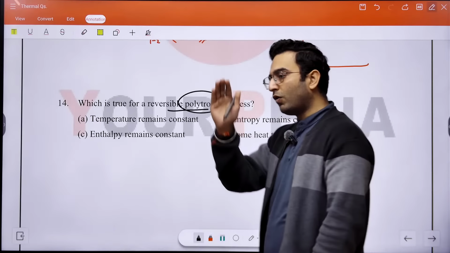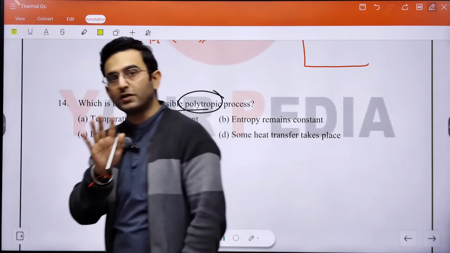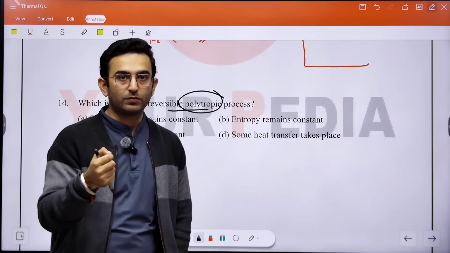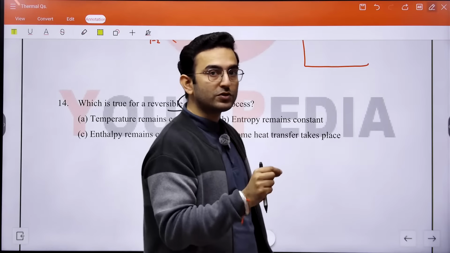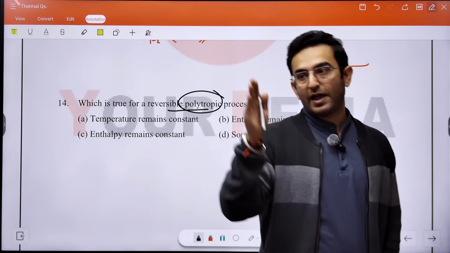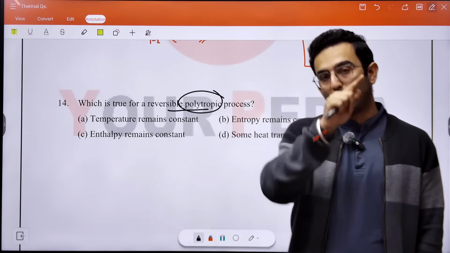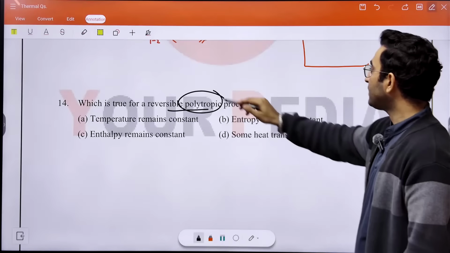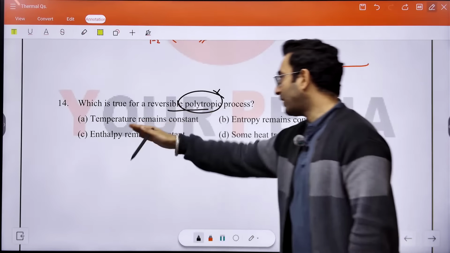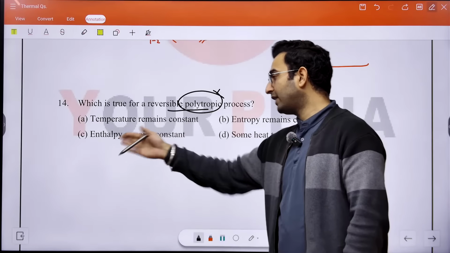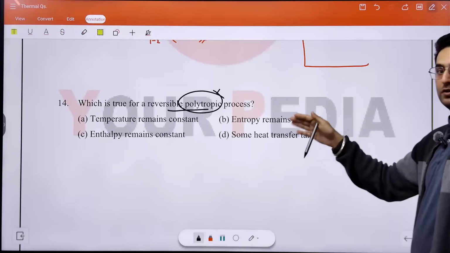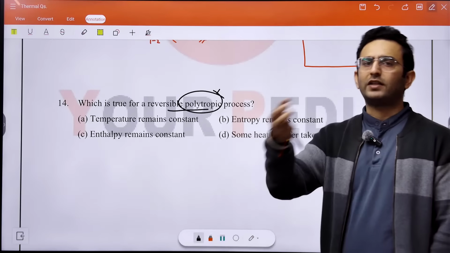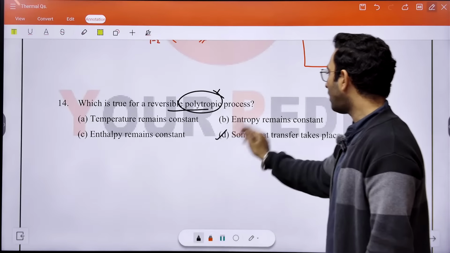And always remember that in all the 5 processes, we have to check for 5 parameters here. The change in pressure, change in volume, change in temperature, heat and work transfer. Okay. Polytropic process is the only process in which pressure, volume, temperature, as well as heat and work, all of these parameters are changing here. They are not equal to 0 there. Okay. So remember this condition. In the case of polytropic process, temperature may get changed, enthalpy may get changed, entropy may also get changed, and heat transfer is going to take place here. Either the heat addition is going to be there, or either the heat rejection is going to be there. Okay, so option number D will be the answer there.